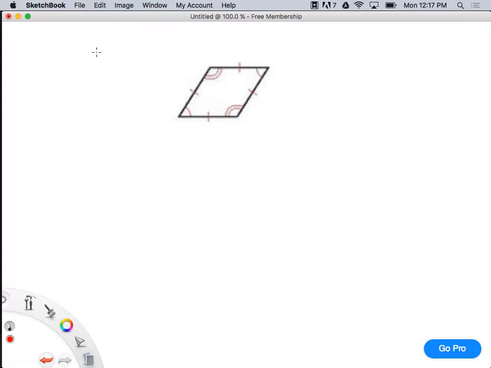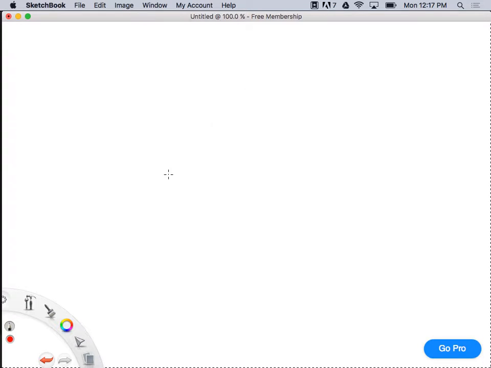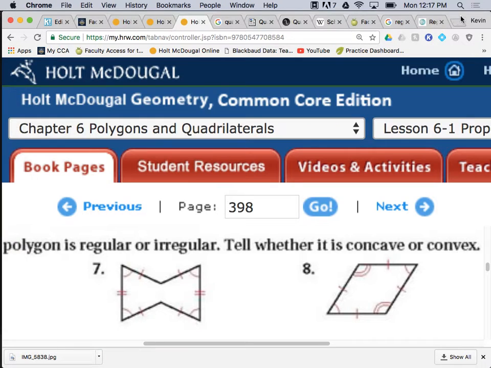So concave and convex. Okay, let me show you.